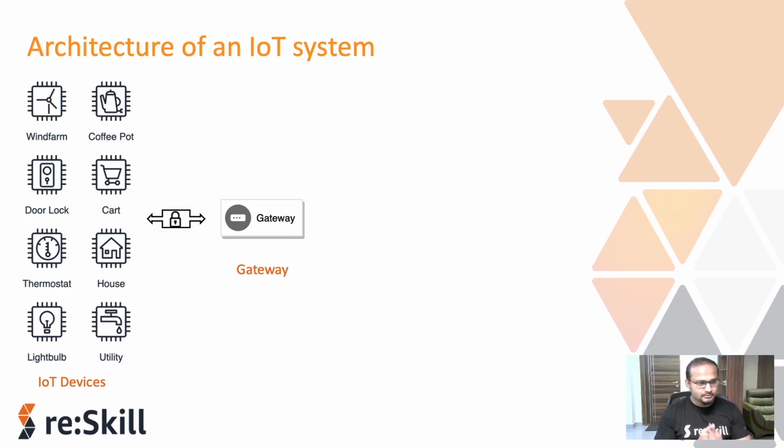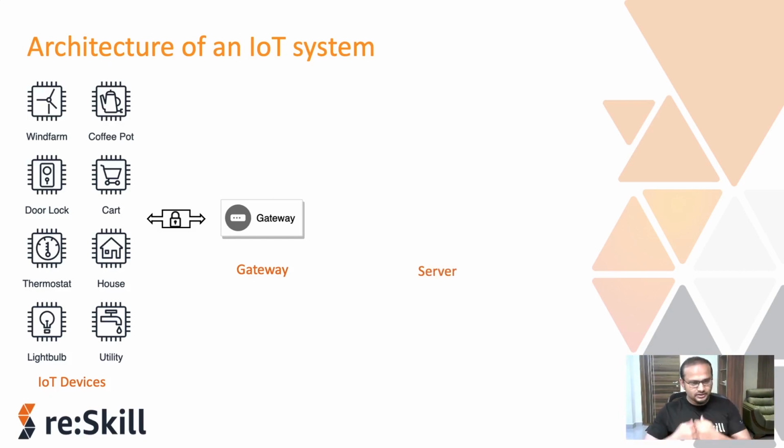Another good example of IoT devices and gateways: people use fitness bands or smartwatches a lot these days. Now, those devices do not have the capability to connect to the internet directly. They connect to your smartphone through Bluetooth, and then the smartphone uses its internet to upload your wearable gadget's data into the cloud. So that's how it works. This could be one of those examples as well.